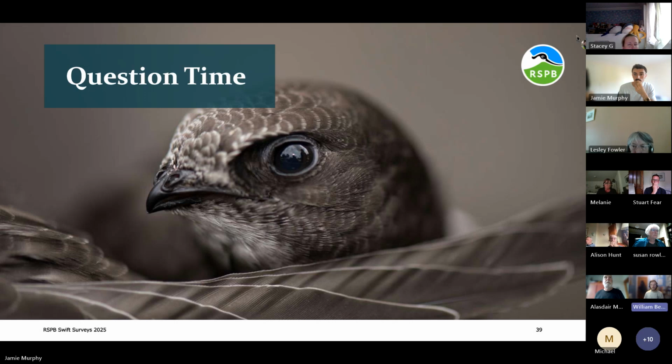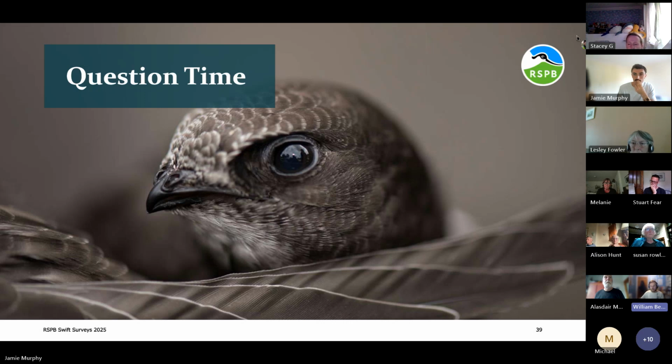Yeah, I think Swift Mapper makes a good exploratory tool for really easily seeing where you might have swifts and nests that need protecting, and I think it functions that way. But like Jamie said, in some areas we have been having volunteers and people adding those records to local record centres as well.